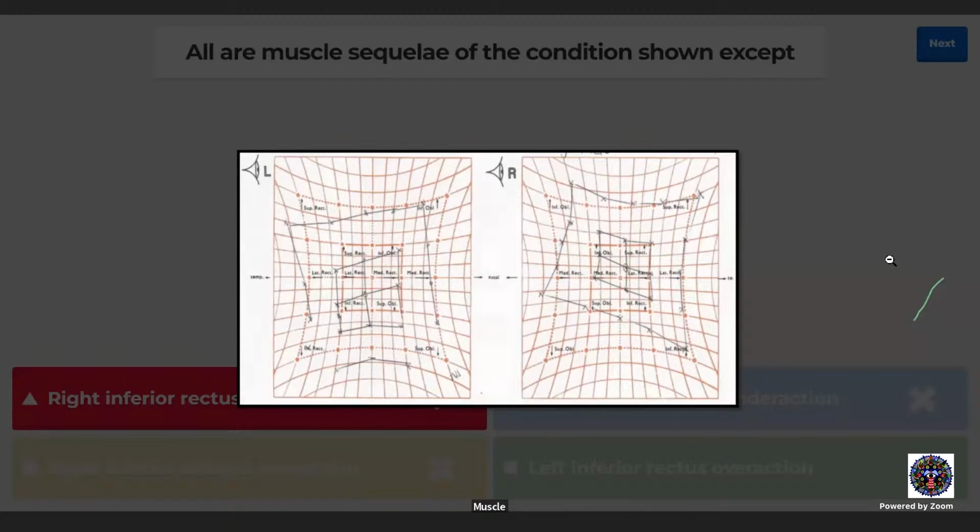So the left one is the right inferior rectus, because in right superior oblique palsy, there is nothing to do with the right inferior rectus. So that overaction or underaction will not happen.